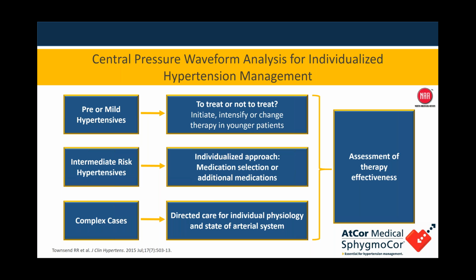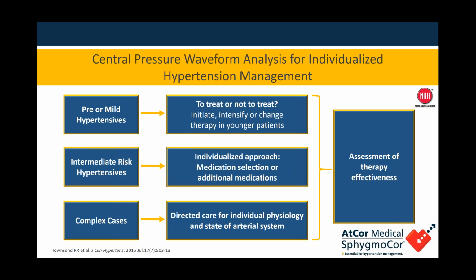In intermediate risk patients with hypertension, you can individualize your approach to medical management by using medications on patients and doing follow-up studies to actually see how they affect the individual indices such as aortic systolic pressure, pulse pressure, and aortic augmentation index. That way you know you're titrating your therapy in a rational manner rather than in a surrogate manner that has not been really associated with outcomes as well as central blood pressure.